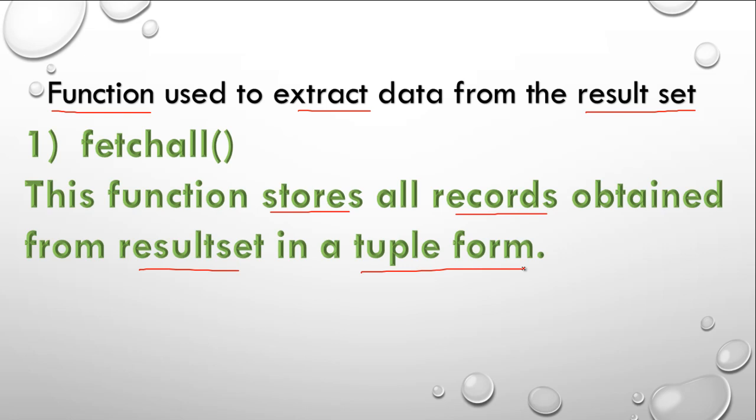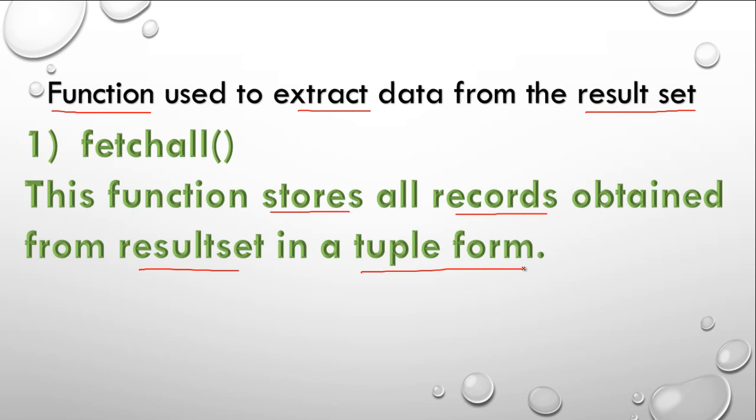So what is basically a tuple? In 11th you have learned about lists, strings, and dictionaries. These are different ways of storing data. There is one more way of storing data, that is the tuple form. So the fetchall function retrieves all the records present in the result set and stores those records in the form of tuples. When we execute it, you will see how tuples can be handled. So fetchall will extract all the records from the result set.